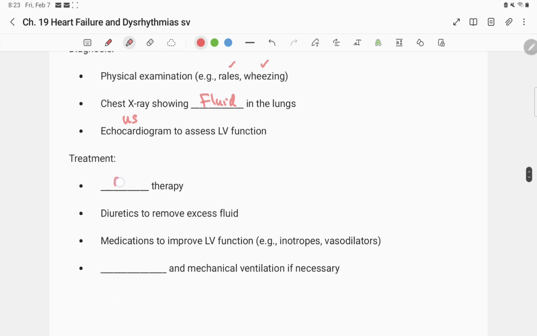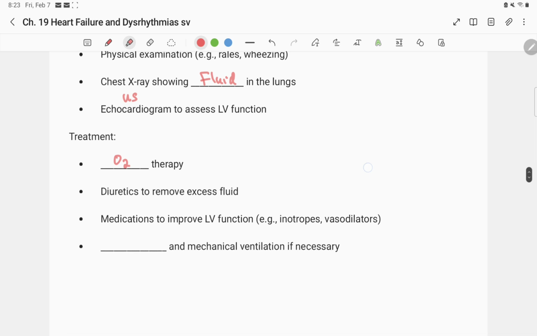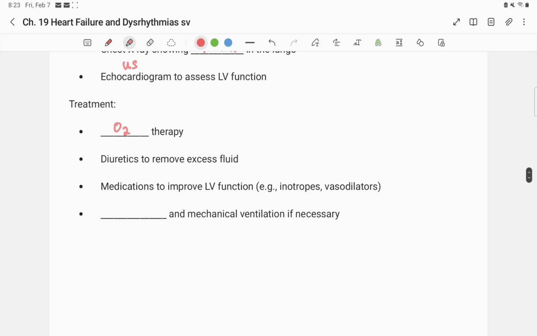And treatment is oxygen therapy, diuretics to remove excess fluid, medications to improve left ventricle function, for example, giving inotropes and vasodilators, intubation, and mechanical ventilation if necessary.